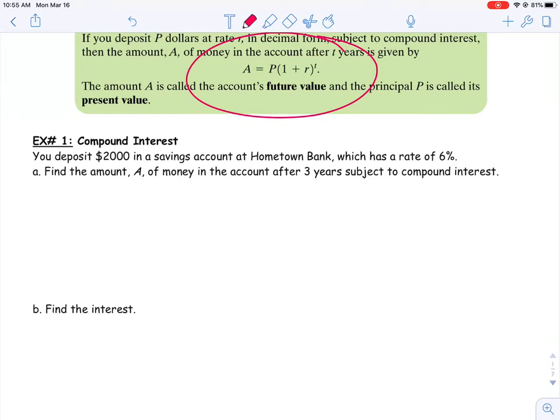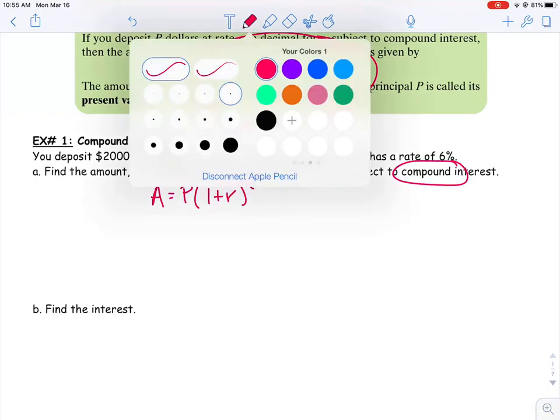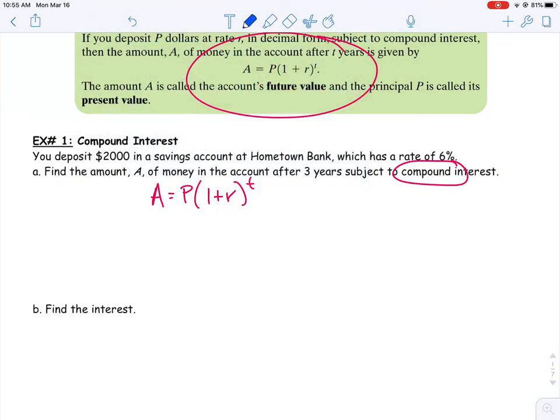Example number 1 says that we have deposited $2,000 in a savings account at Hometown Bank, which has a rate of 6%. It asks us in part A to find the amount A of money in your account after 3 years if it's subject to compound interest. So it's asking us to find the future value. It's saying that I have compound interest, so I'm going to use the formula that we just discussed for compound interest and future value.